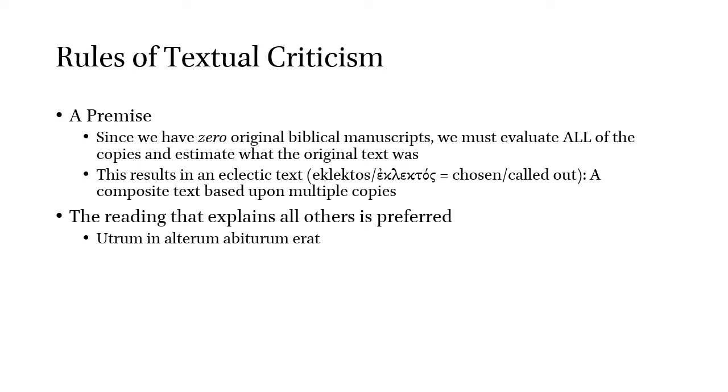And so utrum in alterum abiturum erat. So that which would lead into the other. So the reading that explains all others is preferred. So that's sort of the first rule. If you can sort of map out how the corruption would have happened, then pick the reading that sort of explains that.